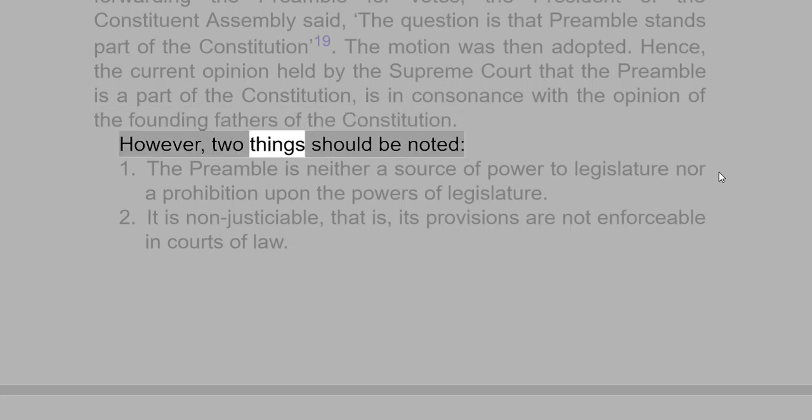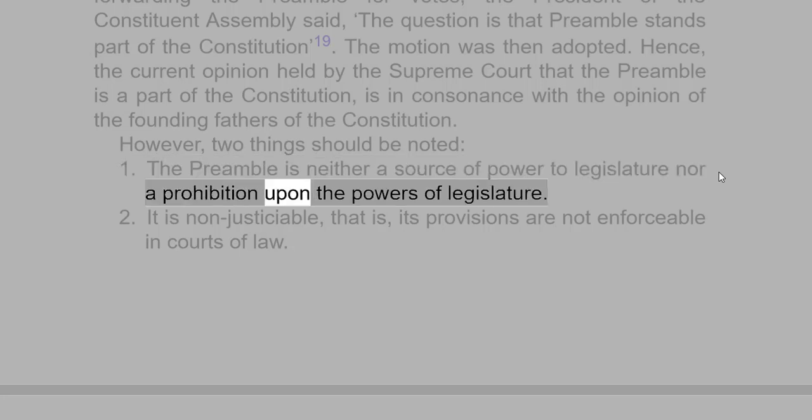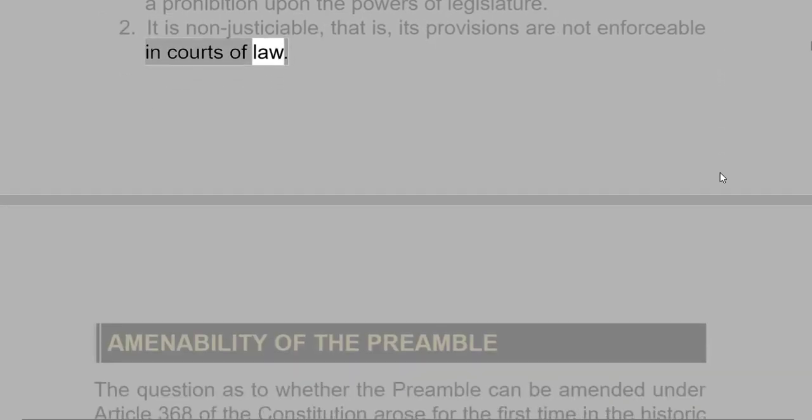However, two things should be noted. 1. The preamble is neither a source of power to legislature nor a prohibition upon the powers of legislature. 2. It is non-justiciable, that is, its provisions are not enforceable in courts of law.